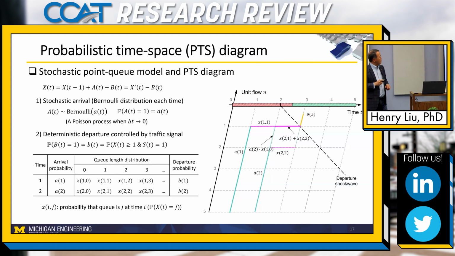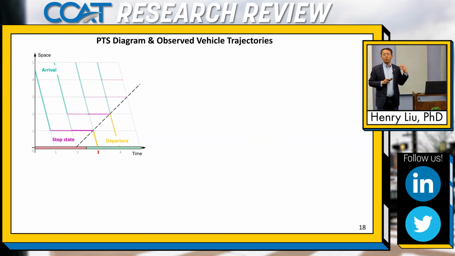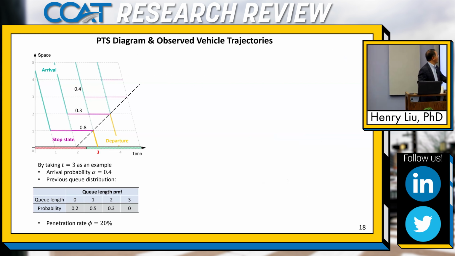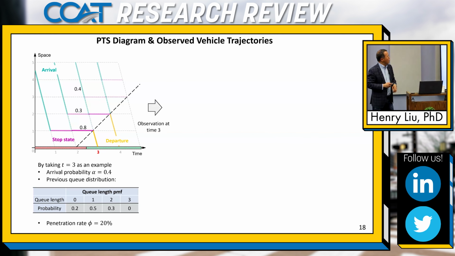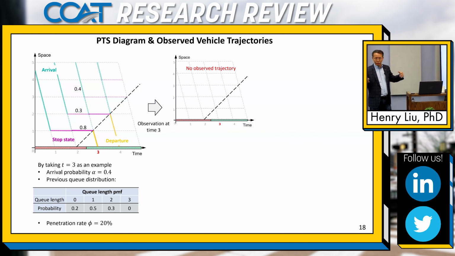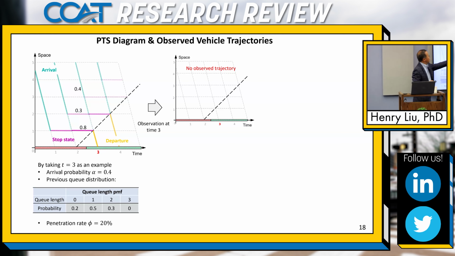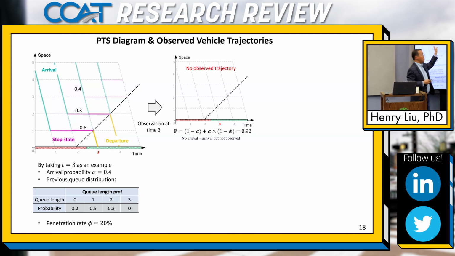Now with that, I can also connect with what we observe. So we only observe a few vehicles, a few percent of the vehicles. Let's assume that you can calculate the queue length distribution. And your arrival probability, let's say at time 3, let's say somehow you calculate is 0.4. Then you have a few realizations right now. Then this probability is 0.4, or there could be no trajectory at all. Then you have a probability.